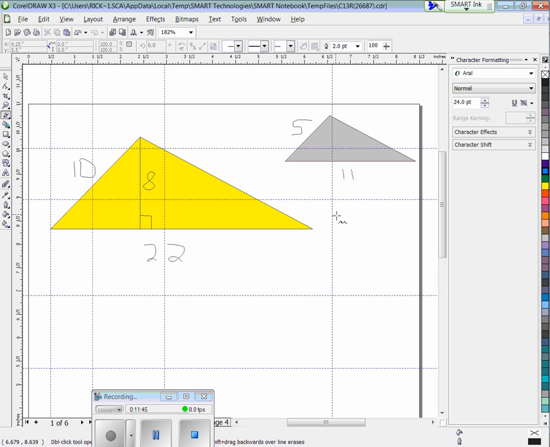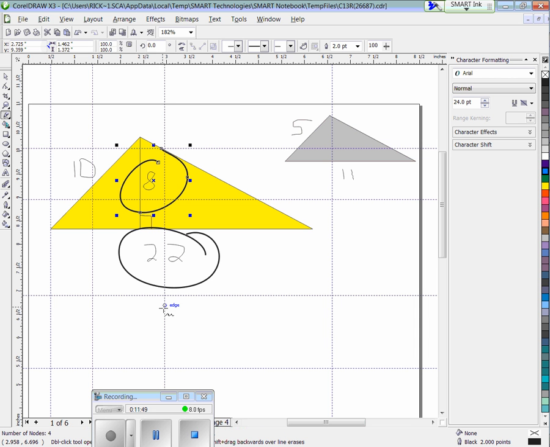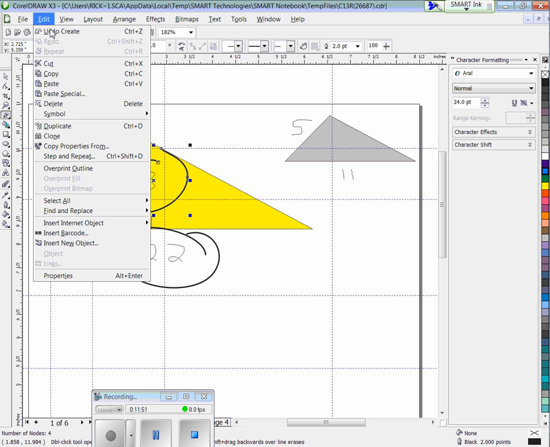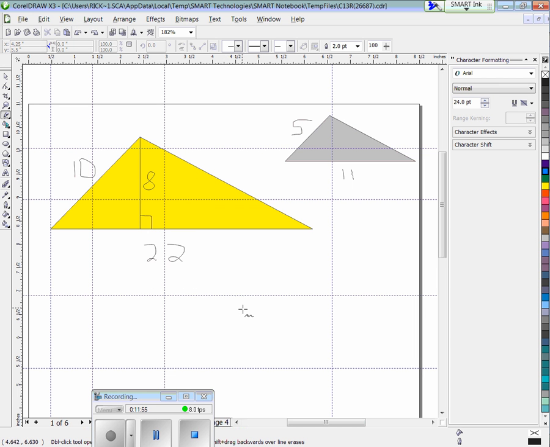So Nick did 1/2 base 22 times height 8, right? 1/2 base 22 times height 8. It's not as easy to go back on this program, but that's life. All right, so he just said 88 units squared, right? Okay.